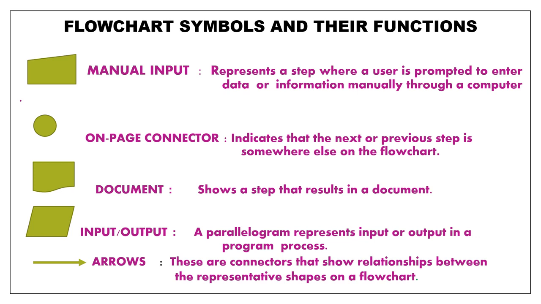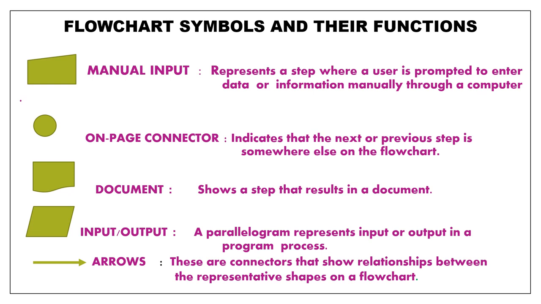Then we have a document that shows a step that results in a document. When you see your document shape, remember previously we have seen multiple documents. So in this case, when it is one, it shows that you are producing a document from that process.